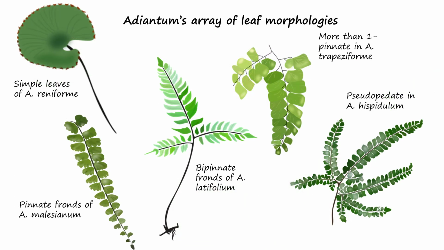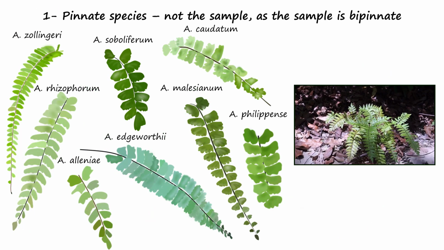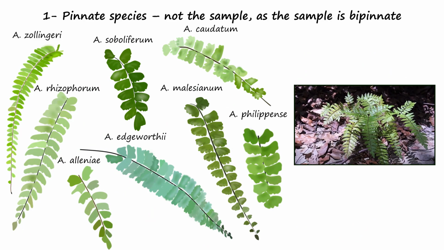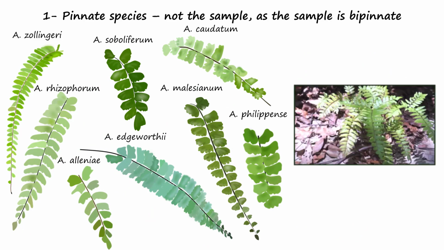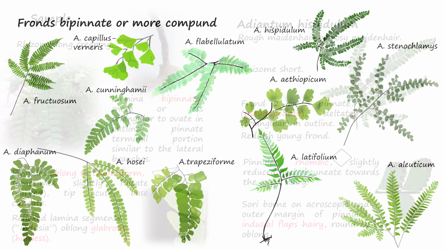The genus Adiantum encompasses an array of leaf morphologies from simple to pinnate to many times pinnate to pseudopedate. In Malaysia, the genus is represented by one pinnate species and many times pinnate species. The fern to be identified was bipinnate, so could not be any of the single pinnate species. Comparisons were made with ferns of more than one pinnate, though those showing pseudopedate frond architecture could be easily eliminated as the identity of the fern.